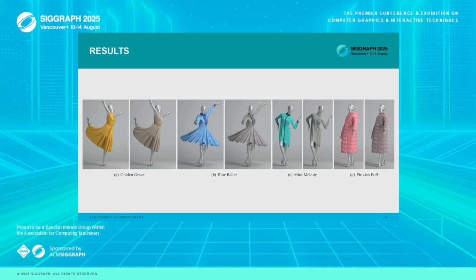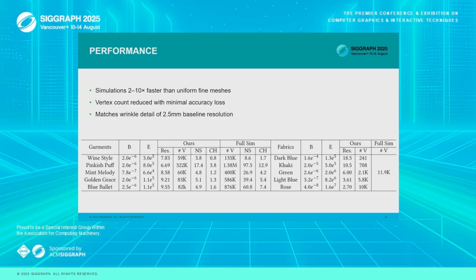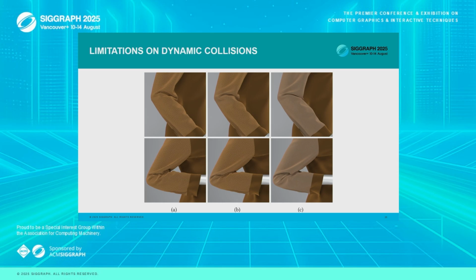We have also tested our method on several other complex garments. For performance, as compared to the full simulation at 2.5 millimeters, our method is about 2 to 10 times faster, with a significantly reduced vertex count and minimal loss in accuracy. Because our method predicts the mesh resolution before the simulation, it doesn't fully account for complex dynamic collisions. For instance, when the arm bends and really compresses the sleeve, we can only handle it by labeling high collision areas in advance. This remains a limitation of our method.